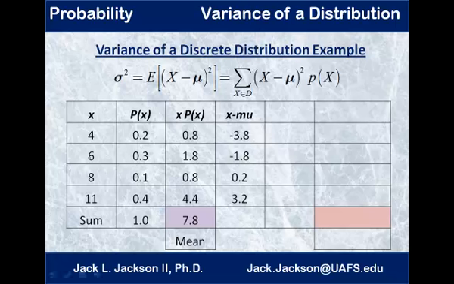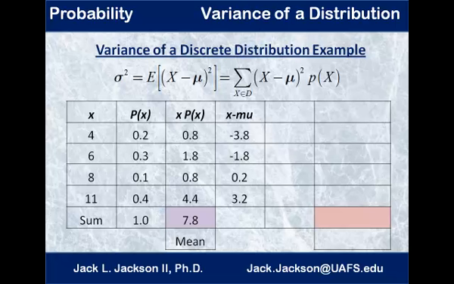Do the same thing for the 6. 6 minus 7.8, that's negative 1.8. So 6 is 1.8 units below the mean. Then we do 8 minus 7.8, that's positive 0.2. So 8 is 0.2 units above the mean. And 11 minus 7.8 is 3.2, so that's 3.2 units above the mean for the 11. Notice each time we were subtracting this mean of 7.8, the one with the purple background there.